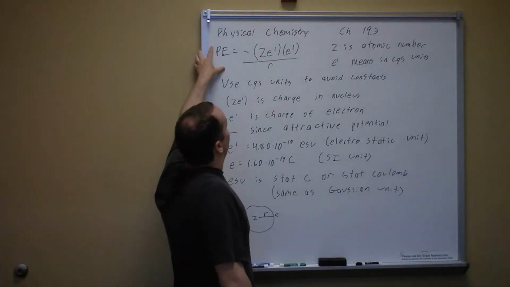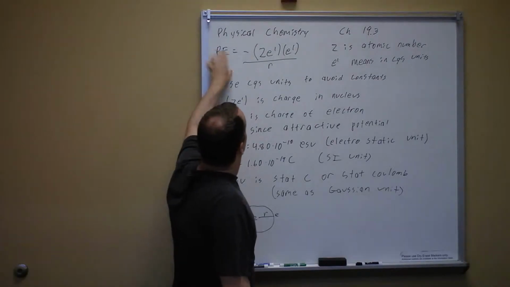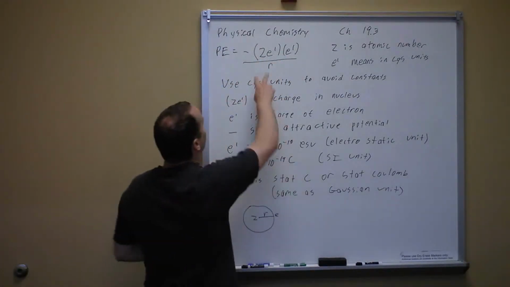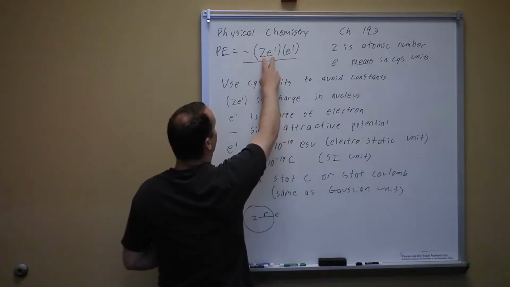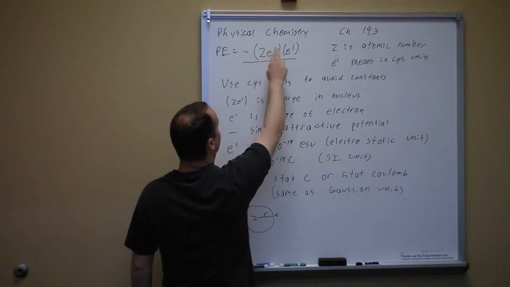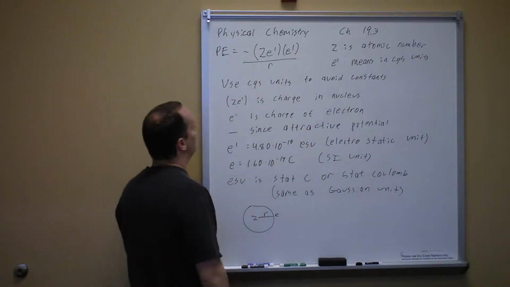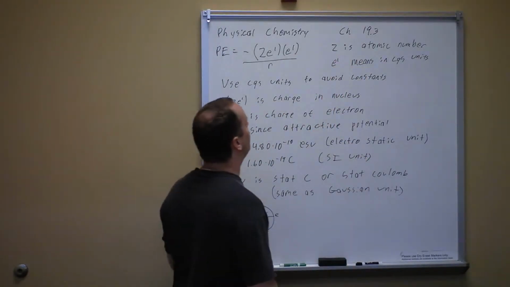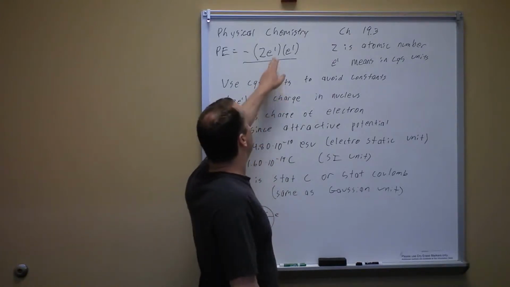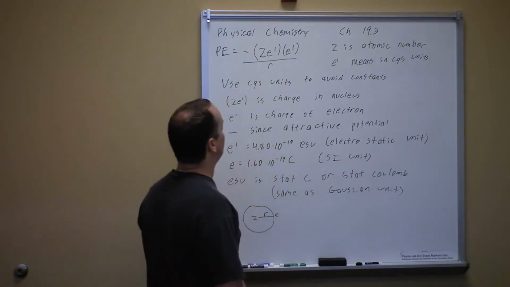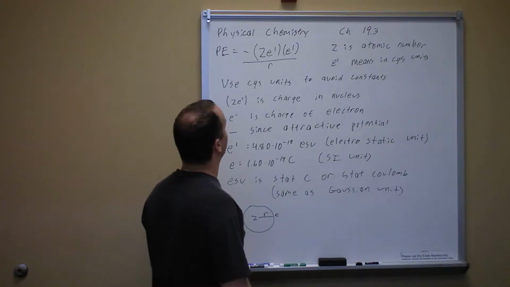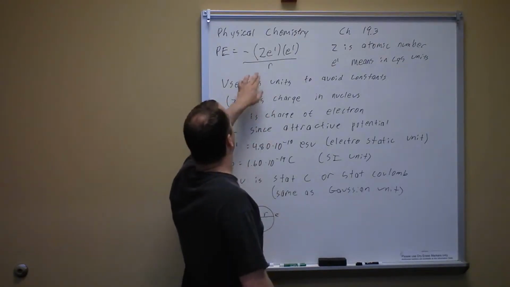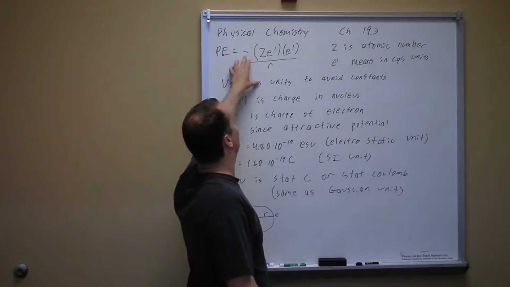So in a hydrogen or hydrogen-like atom, the potential energy is equal to minus Ze prime times e prime over r. So this Ze prime is the charge inside the nucleus, and this e prime is the charge of the electron. Z, remember, is the atomic number, 1 for hydrogen, 2 for helium, and so on. Now e prime means we're going to be doing it in special units, like CGS units, to avoid constants. I'll explain why in a bit. And then r, of course, is the distance between the 2 particles, the radius of the atom or whatever.